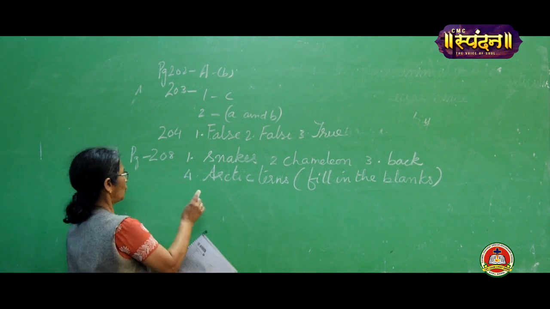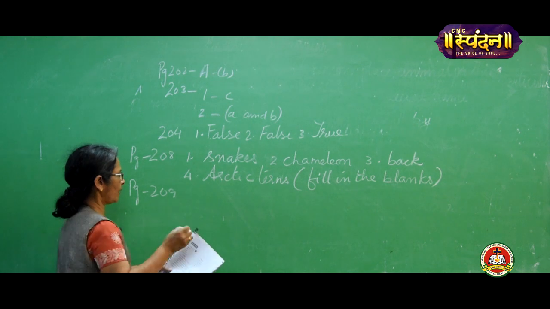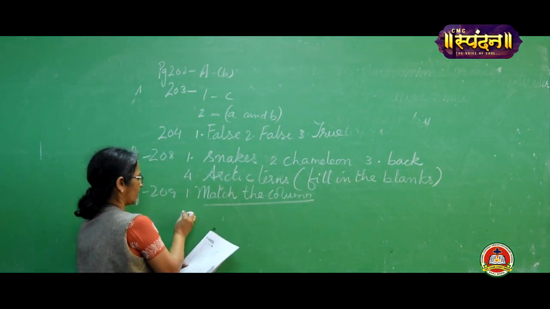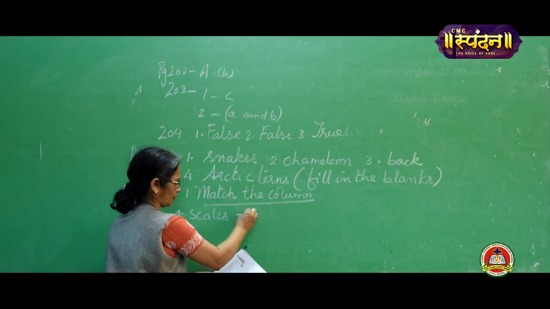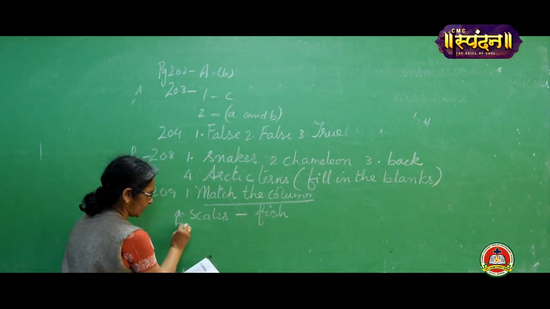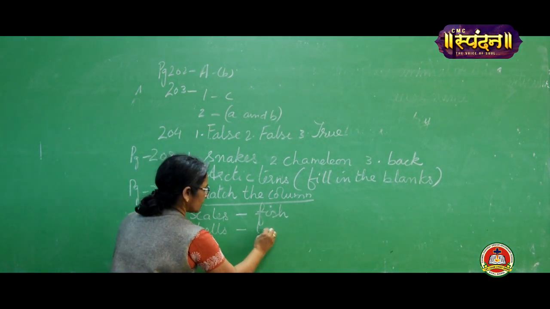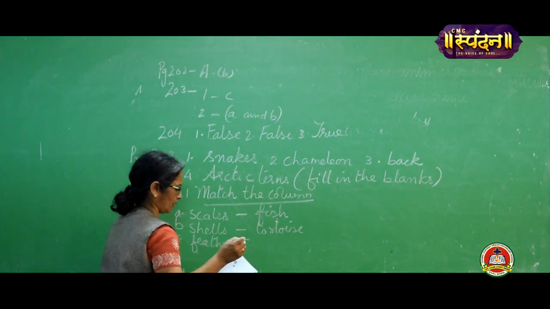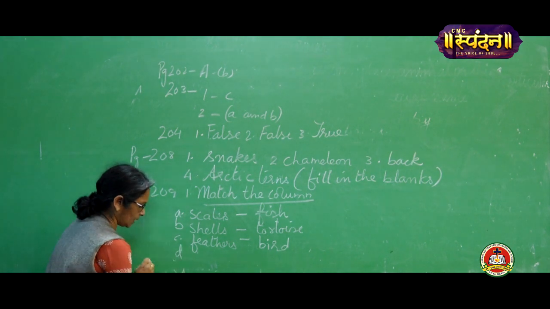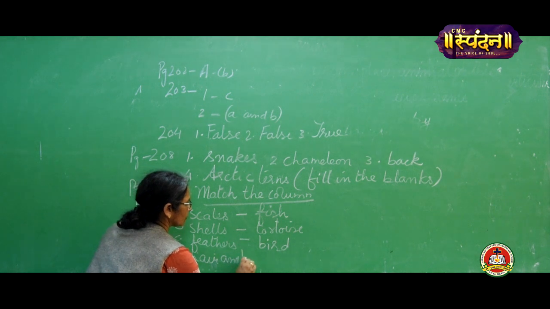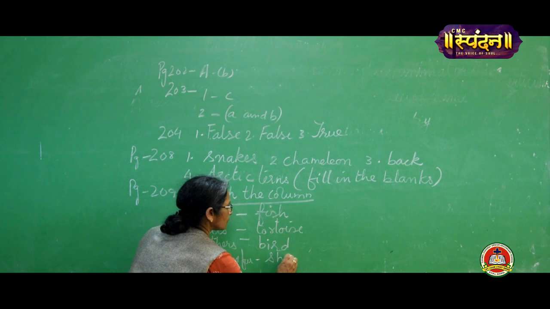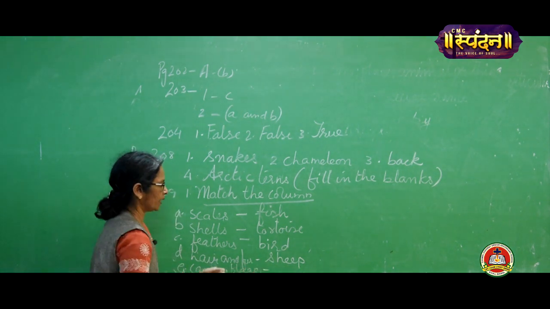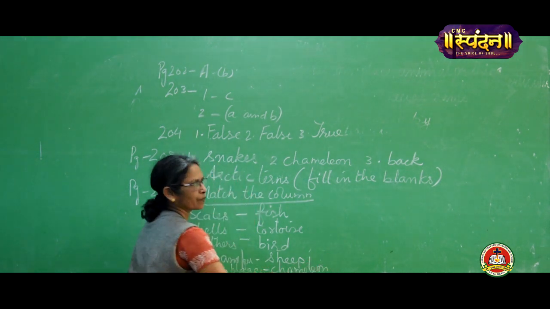Okay. Then we have page number 209. Match the column. First one, A, scales, fish. B, shells, tortoise. 3, feathers, bird. D, hair and fur, sheep. And the fifth one, camouflage, chameleon. I hope it's clear, children.